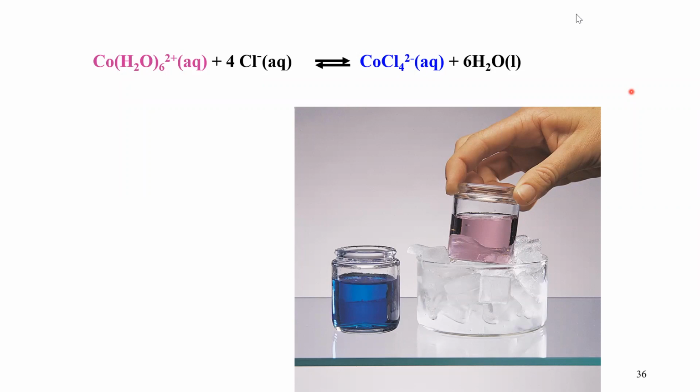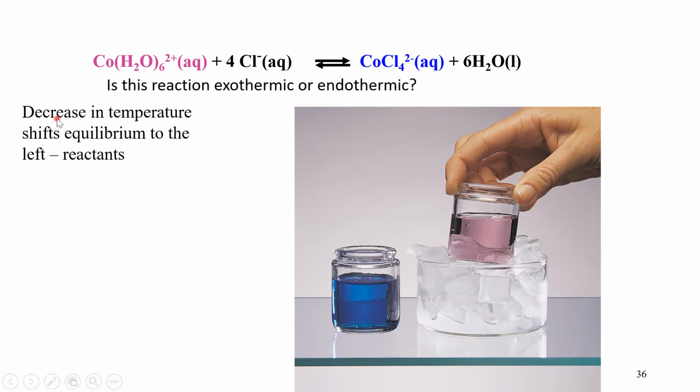You're decreasing the temperature by putting that equilibrium system into some ice, and the solution turns pink. Do you think it's endothermic or do you think it's exothermic? Decreasing the temperature by putting it into ice causes the system to turn pink, which means that the reaction shifted to the left, or it shifted to the reactant side.